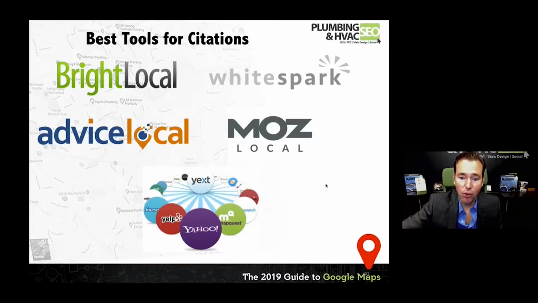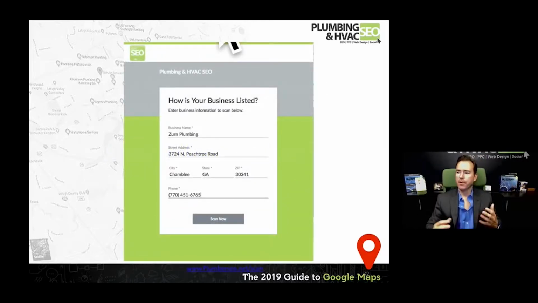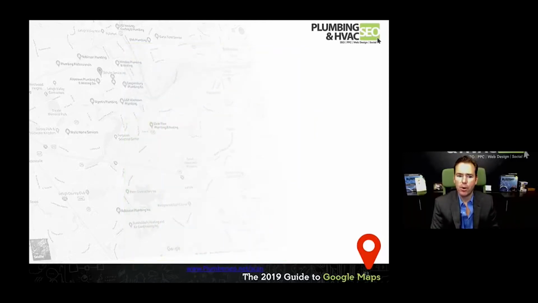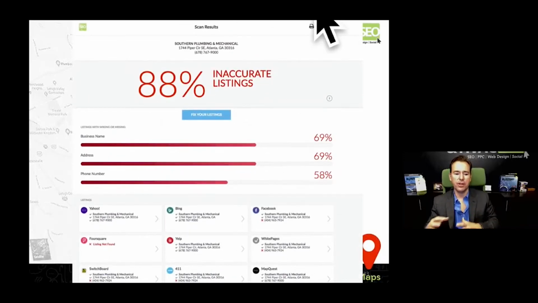So then that's my recommendation. This is the tool I want you all to put yourself through. You go to plumberseo.net/scan. It'll pull up, tell us your name, address, phone number, and when you enter that, it will run a report and show you here's where there's inconsistency, here's where there's inaccuracy, here's where there's missing listings, and it's just a great way to get a sense. Okay, is there room for improvement here, or could this be fixed?